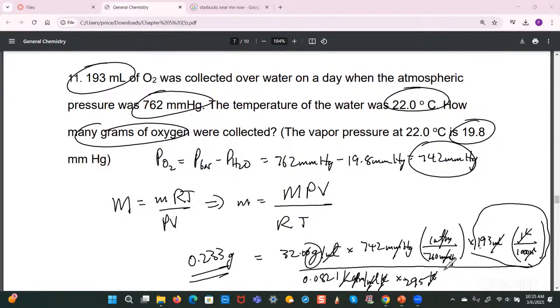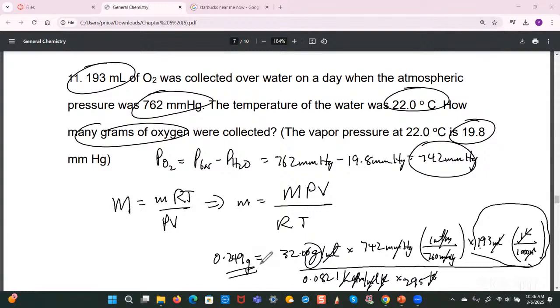Okay, so let me do this again. 32 times 742 divided by 760 times 193 divided by 1,000 divided by 0.0821 times 295. Okay, so this time the answer is 0.249 grams. All right.